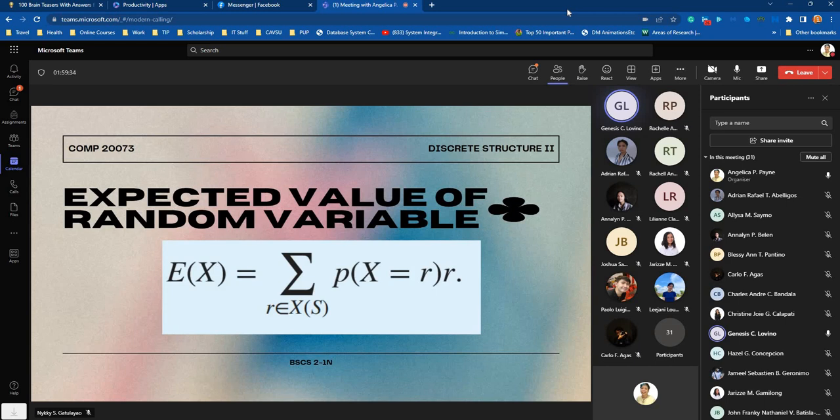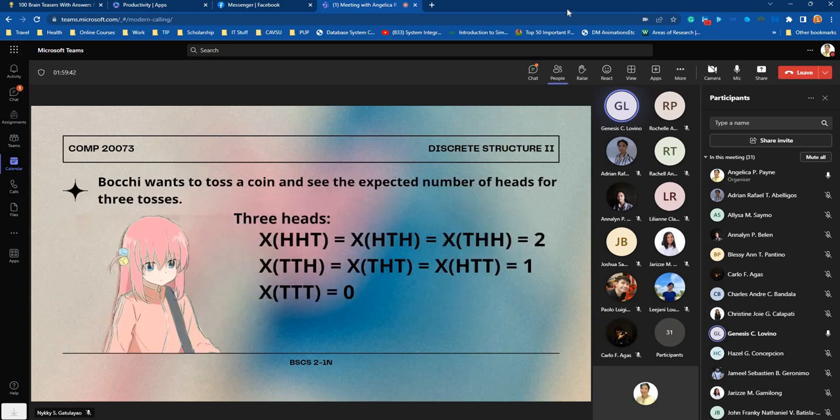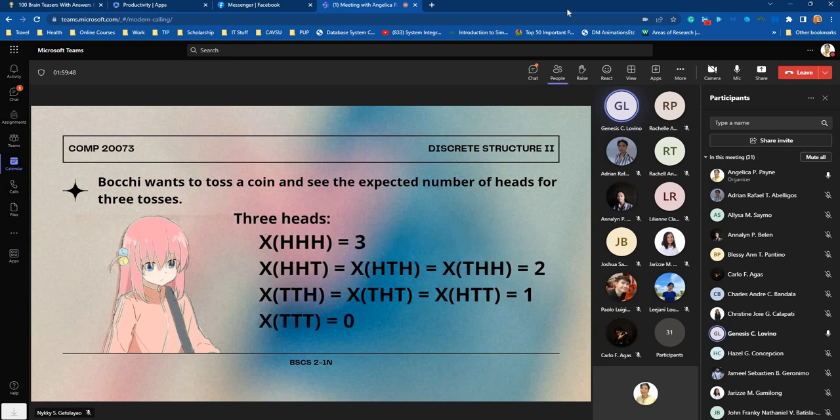Let's take an example from, okay, next slide. From the dices naman. Ay, hindi, never mind. Coins pa rin pala yan. Okay, let's say we want to toss a coin. What is the expected number of heads for 3 tosses? So, meron tayong mga functions ng random variables displayed here. So, we have 3 heads, 2 heads, 1 head, and 0 heads.